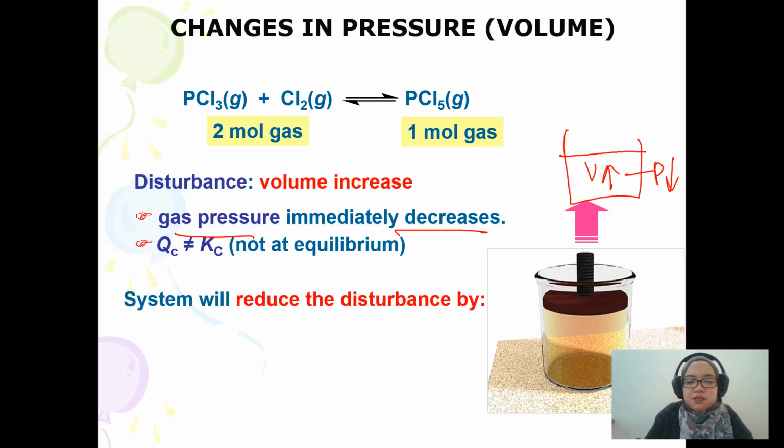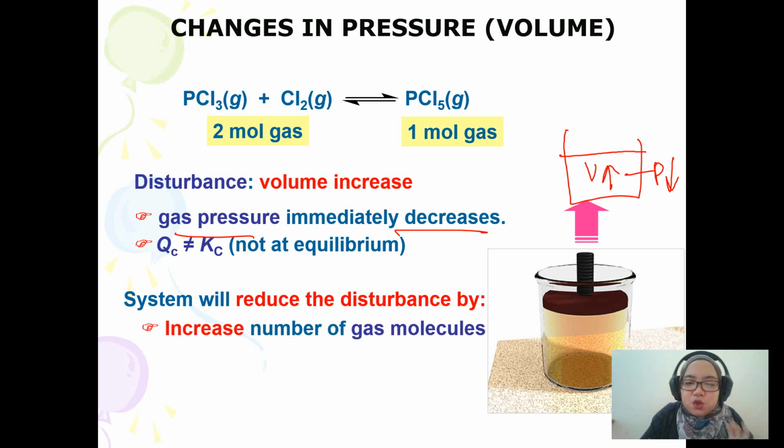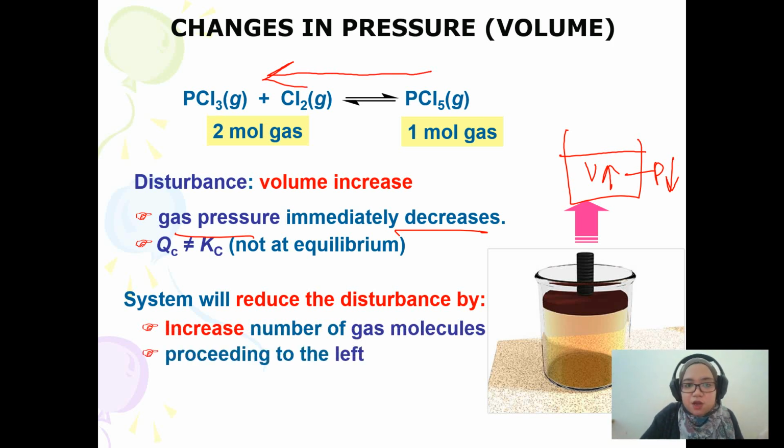The system will reduce the disturbance by increasing back the pressure. How do we increase the pressure? The equilibrium position will shift to the side where it has more moles of gas. So in this case, it will shift to the left, because the reactant side has more molecules of gas. Why does it shift to the side with more moles of gas? Because the side with more moles of gas can exert higher pressure, since it wants to increase pressure. So when it increases the pressure, the equilibrium can be re-established.